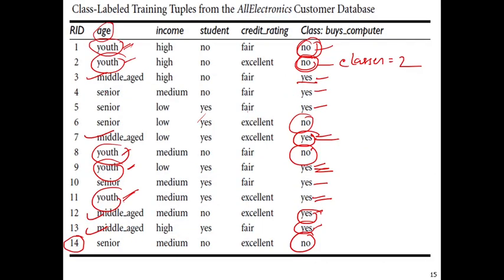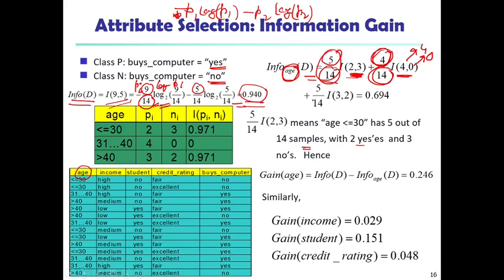Similarly for senior, how many do we have? Out of that, 3 yes and 2 no's are there. So total 5 seniors are there, with 3 yes and 2 no's. I suppose so.